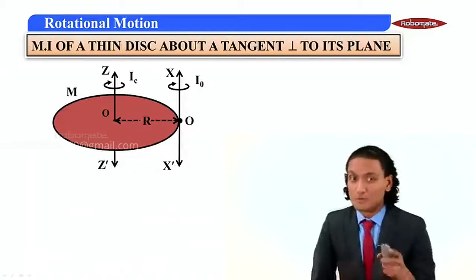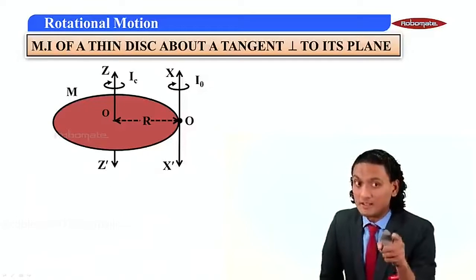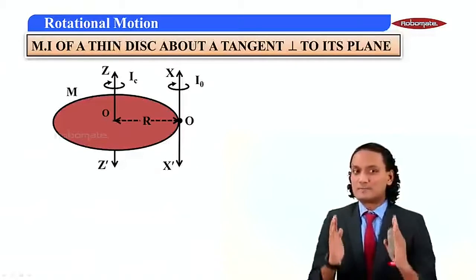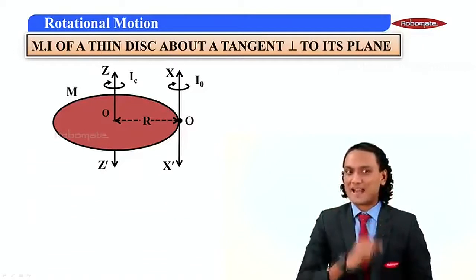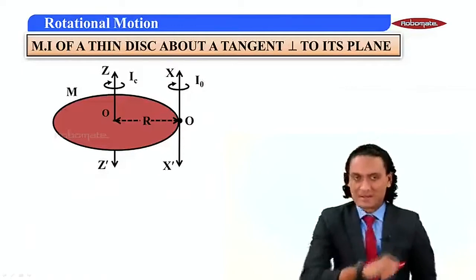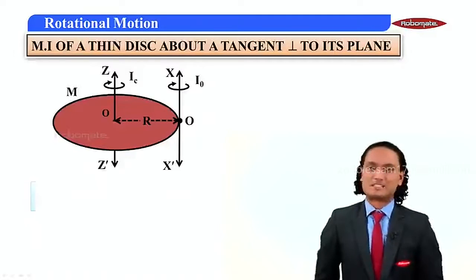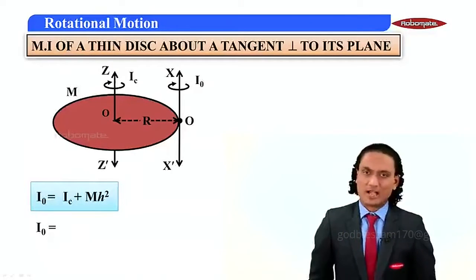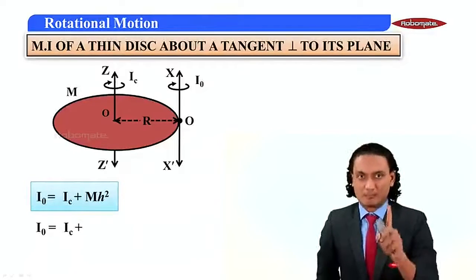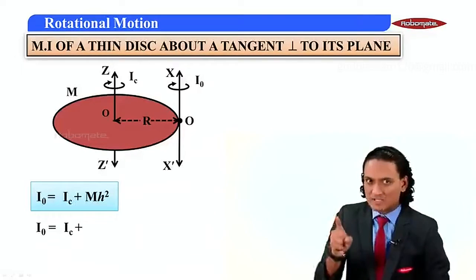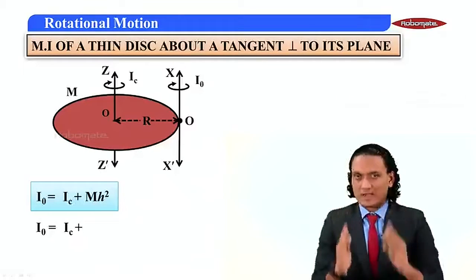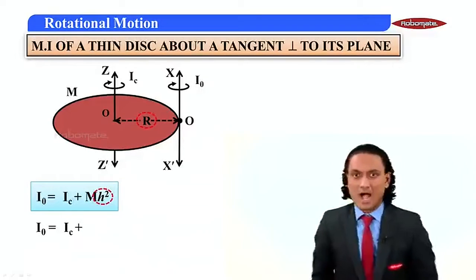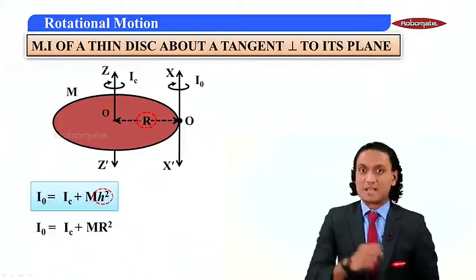Now students, what do we need to calculate here exactly? Yes, we need to find out I naught. How will you find out I naught? Two parallel axes, so immediately it is the parallel axis theorem. According to the parallel axis theorem, I naught is IC plus MH square. H is the distance between the two parallel axes. Again see the diagram, H is nothing but equal to R. So I naught is IC plus MR square.